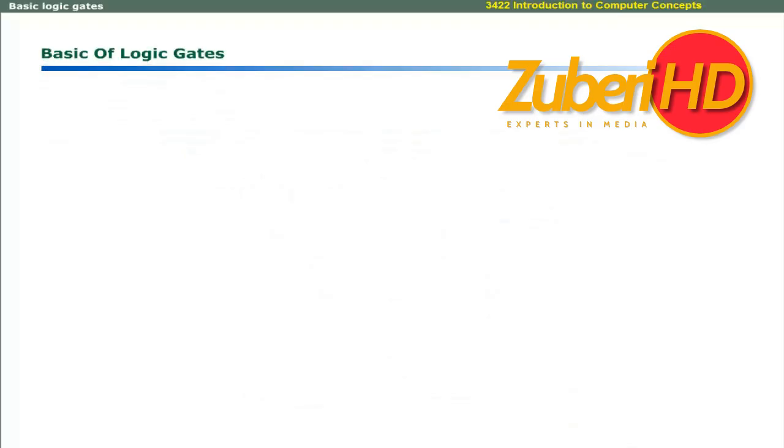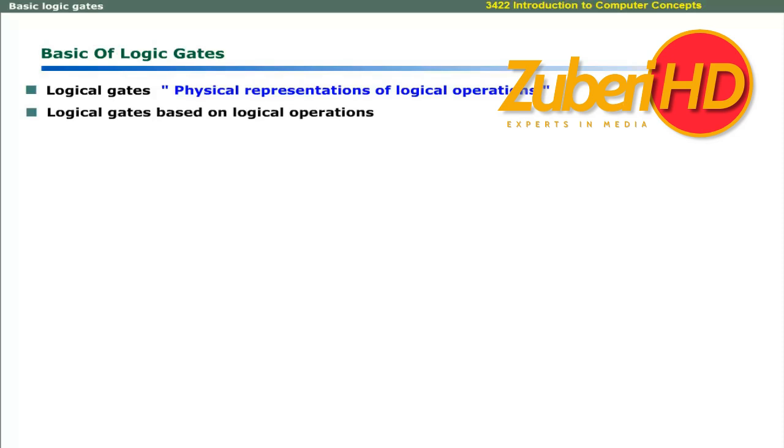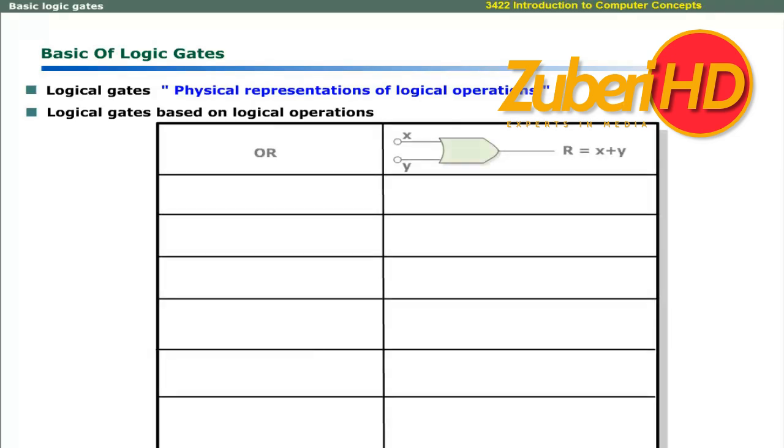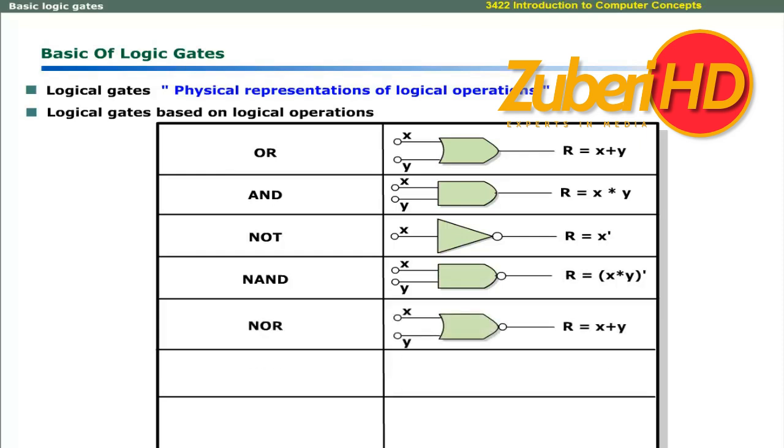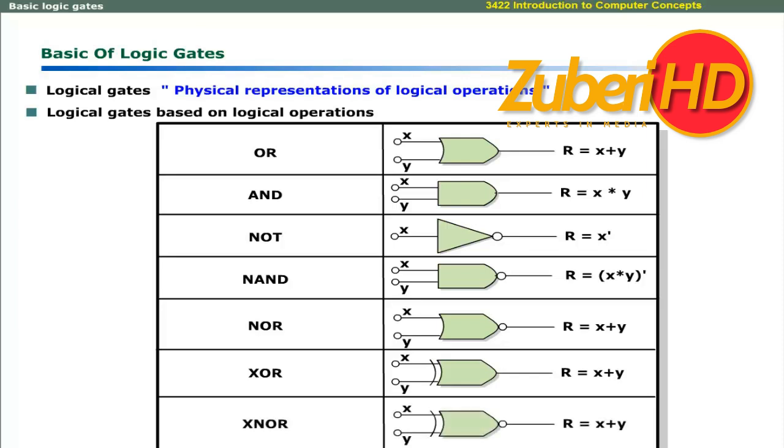Dear learners, now we will discuss logical gates. The physical representations of logical operations are called logical gates. These are based on the results of logical operations. Different types of logical gates include OR, AND, NOT, complemented AND, complemented OR, exclusive OR, and equivalence gate. Now let us discuss each logical gate in detail.